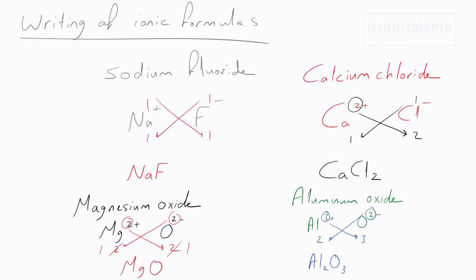With the same procedure, we write the formula for aluminum oxide. Aluminum is Al3+, while oxide is O2-. We just swap the numbers without their charges. The formula is going to be Al2O3.